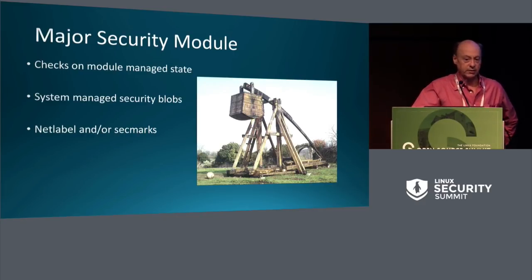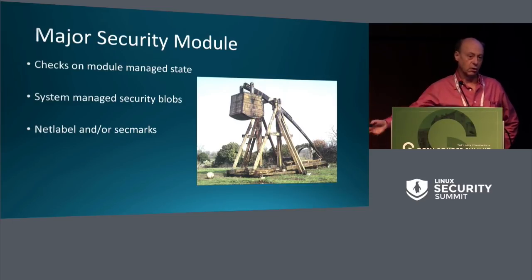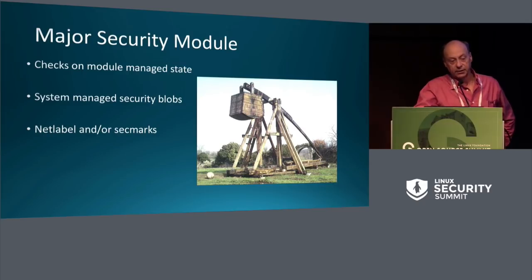Major security modules, on the other hand, manage state, manage information about objects, subjects, other aspects of the system. But they keep track of that themselves. They maintain it. We have mechanisms for allowing the security modules to hang their information off of system data structures, like inodes, tasks, et cetera. And since the module is maintaining those, we call that a major one. They also might use networking facilities like netlabel and secmarks in order to propagate information about the networking.